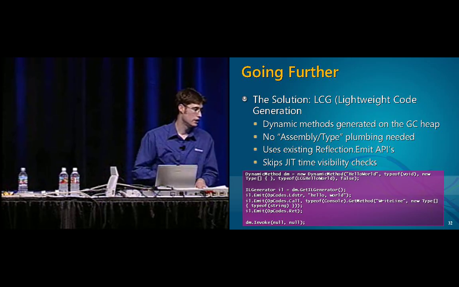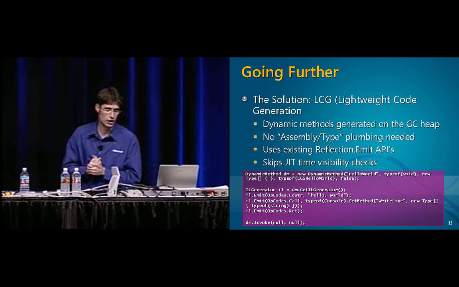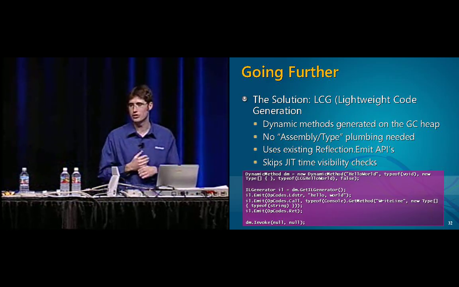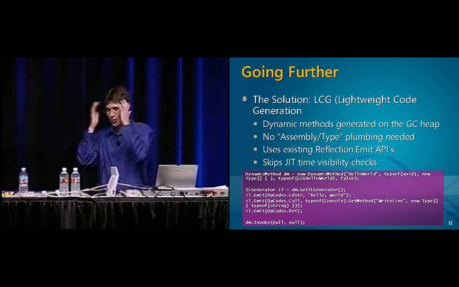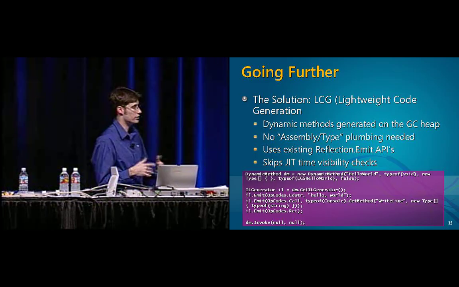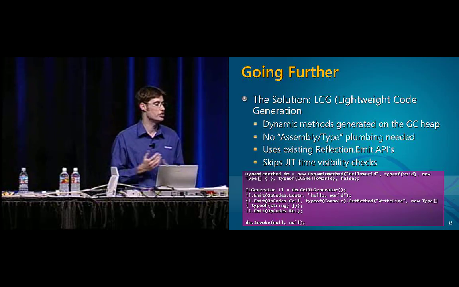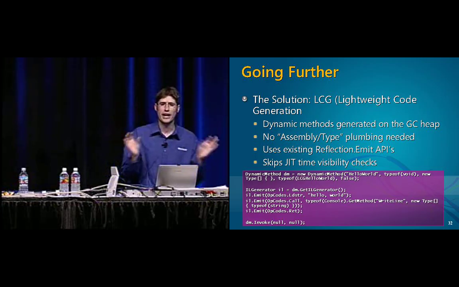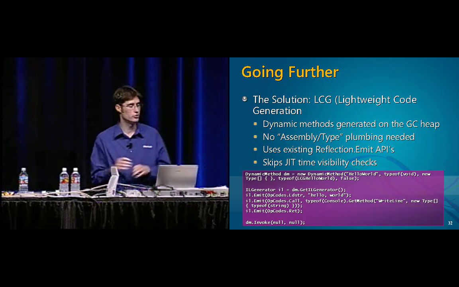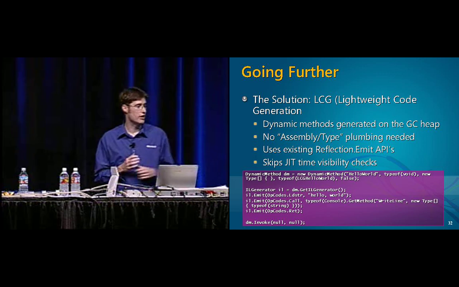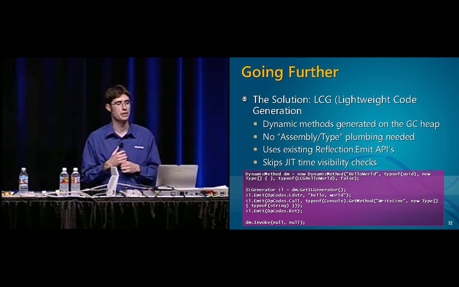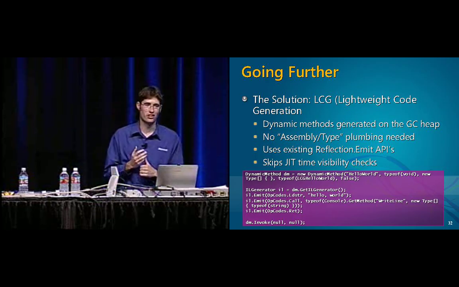Exactly. So what is LCG? I'm going to give you a quick run through of it. LCG is, as I said, the solution to the reflection emit "my code won't unload" problem. Give me back my memory, please. It is basically dynamic methods generated on the GC heap at runtime. All that assembly and type plumbing infrastructure that we saw in reflection emit, all gone. Don't need it. It just uses one API called DynamicMethod, and that sits in the System.Reflection.Emit namespace.